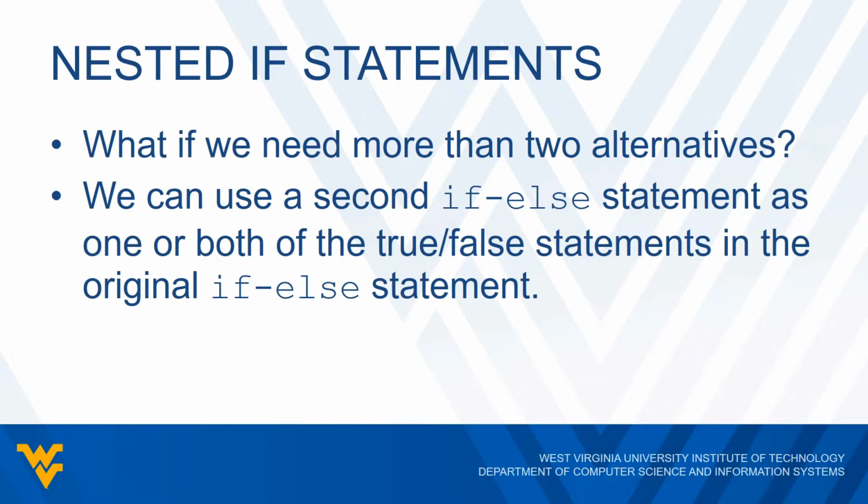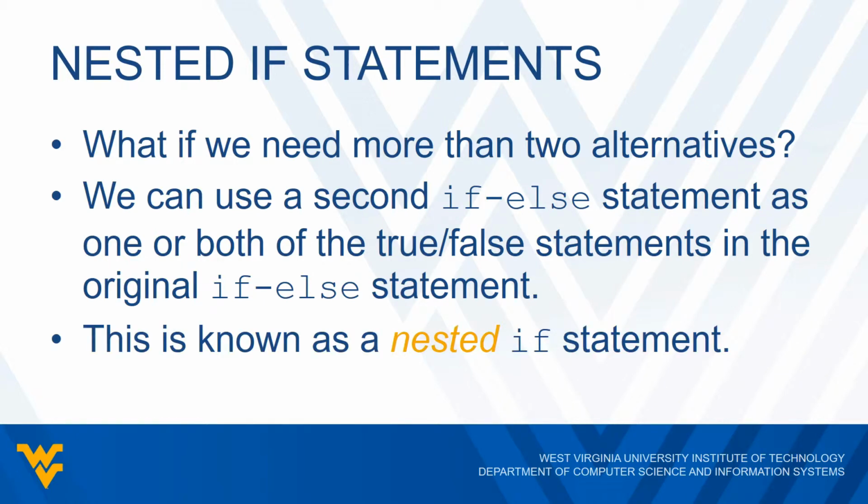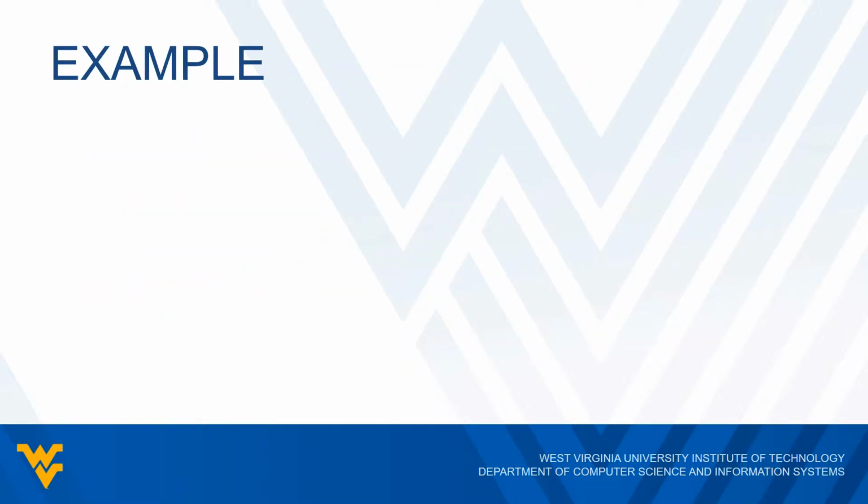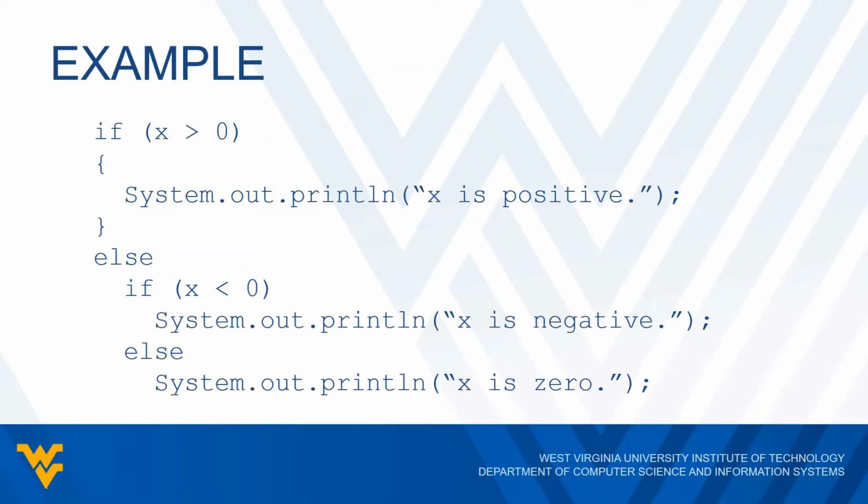So what we're saying is, instead of just having a single statement or a compound statement handle a true case or a false case, let's just throw in another if-else statement. So we can put an if-else statement inside of an if-else statement. This is what's called a nested if statement. Let's take a look at an example of a nested if-else statement.